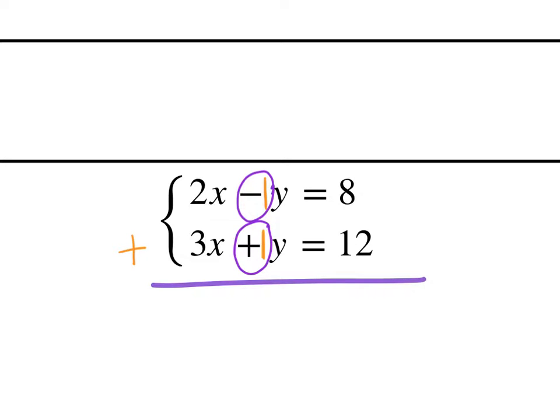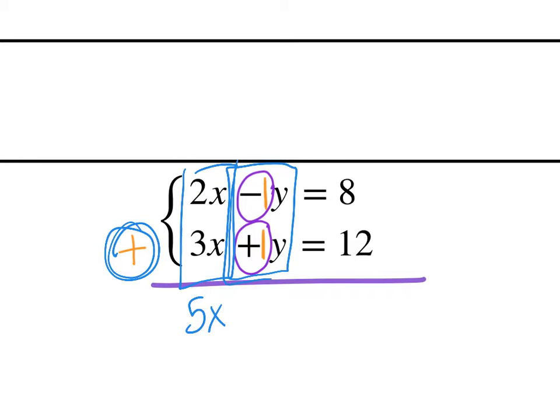So if those coefficients are opposites, you're going to add. If these coefficients were the same, like negative 1 and negative 1, or positive 1 and positive 1, then the choice would be to subtract. But since these are opposites, we're going to add together. We're going to add straight down. So we're going to add together 2x and 3x, and 2x plus 3x is 5x. Then we go to our next column of information.